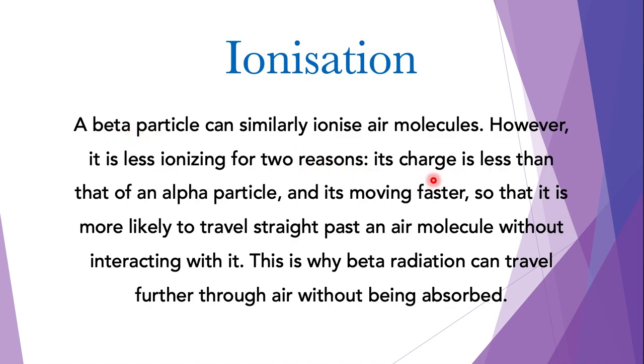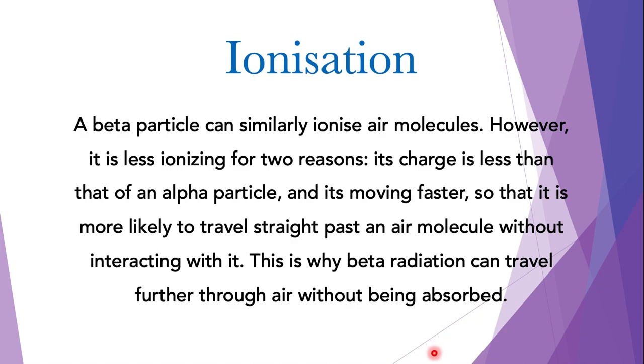One reason is that its charge is less than that of an alpha particle, and the second reason is that it's moving faster, so it is more likely to travel straight past an air molecule without interacting with it. So this is why beta radiation can travel further through air without being absorbed. See? We can see the penetrating power coming in over here as well.